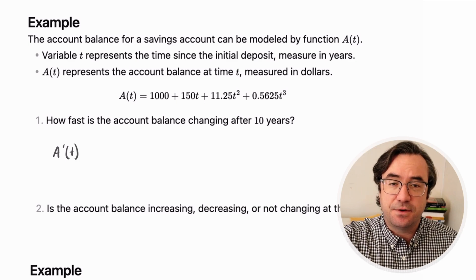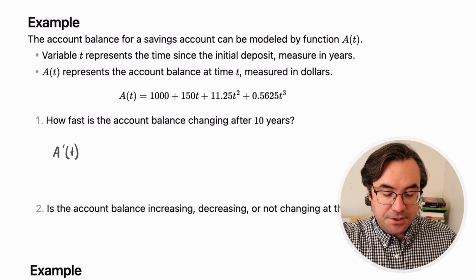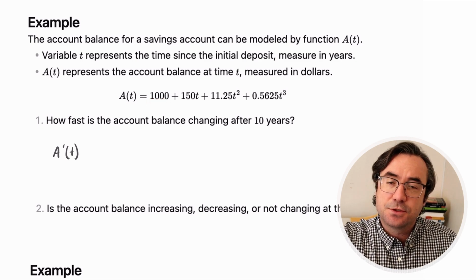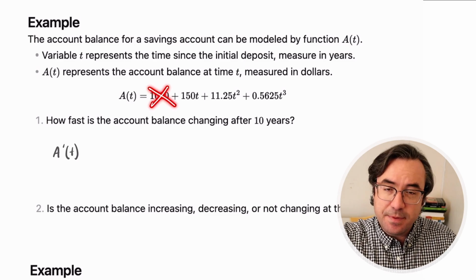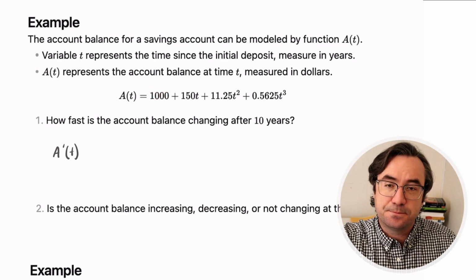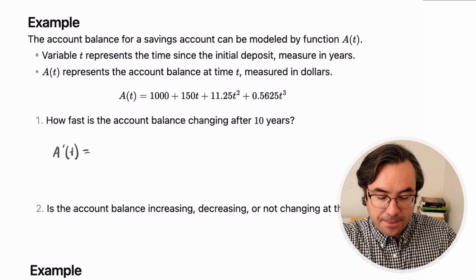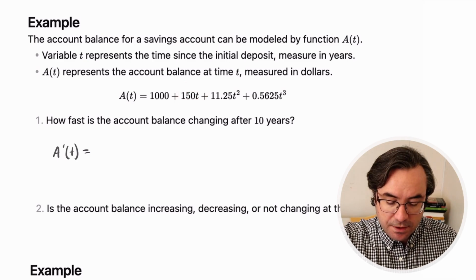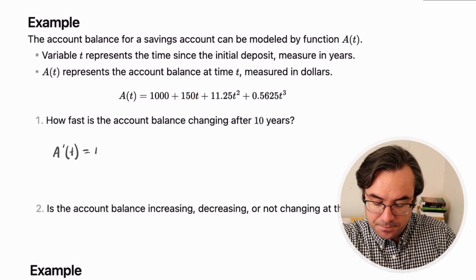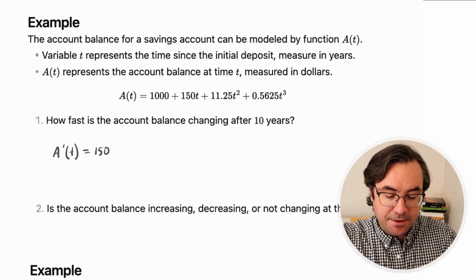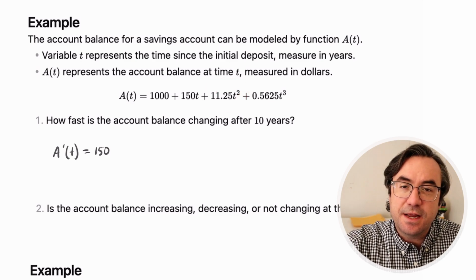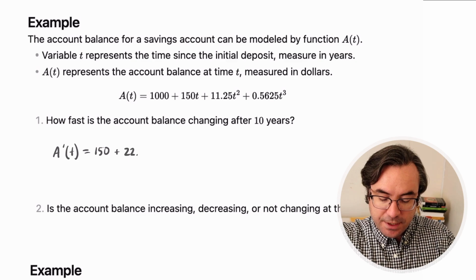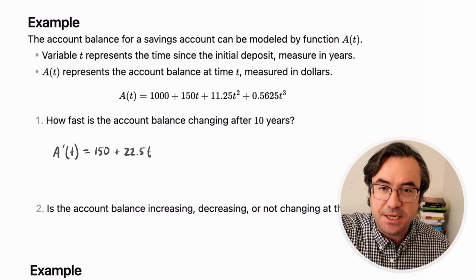So let's differentiate this function. We've got a few terms here. We've got this constant term, this 1,000. When we differentiate that, that's going to be gone. That's just a constant all by itself. Then we go on to the next term, 150 times t. What's the derivative of that? Well, it's just the 150. Then differentiate the next term. We do a little bit of power rule. We get 22.5 times t.